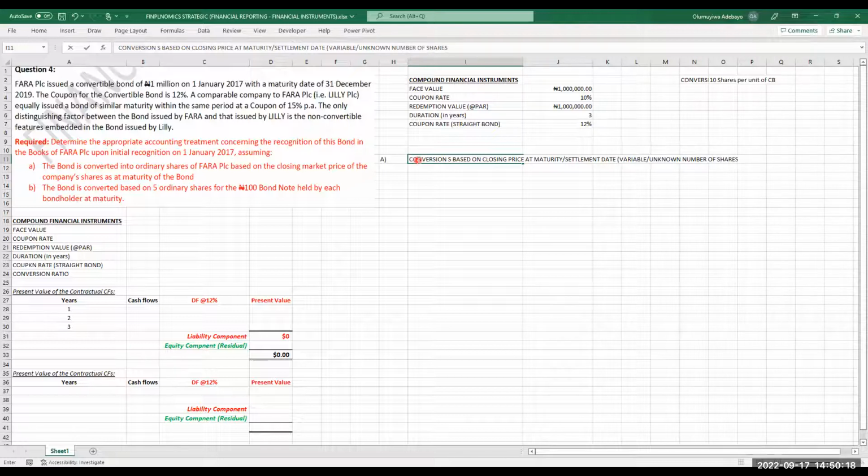Why is it variable? Because you don't know what the price will be on that date. And therefore, if the price is higher, the number of shares will be lower, given that the value is fixed. And if the price is lower, the number of shares will be higher. Therefore, it's a variable number of shares.